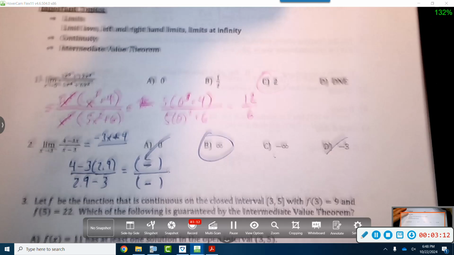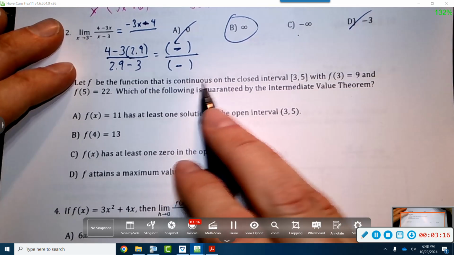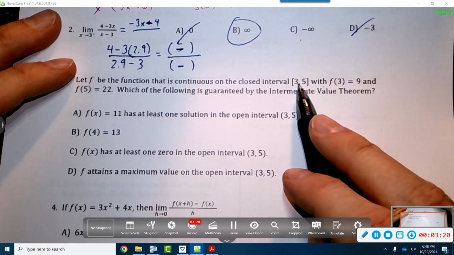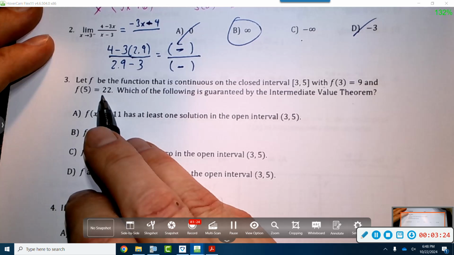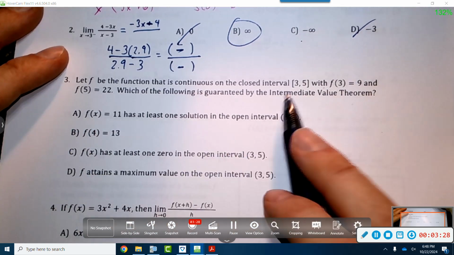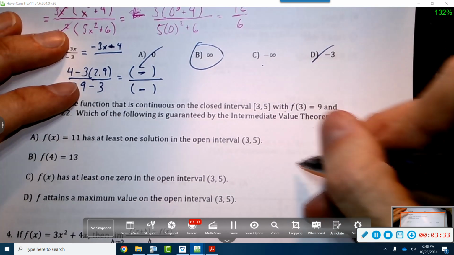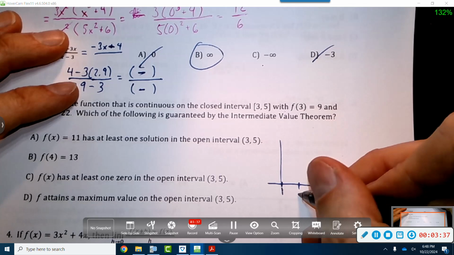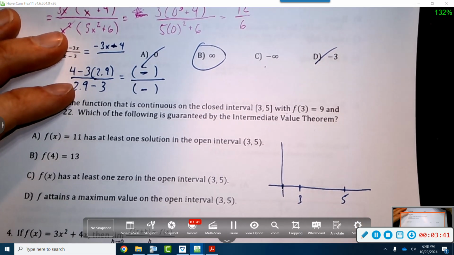All right, now let f be a function that is continuous on the closed interval from 3 to 5. And f of 3 equals 9, and f of 5 equals 22. Which of the following is guaranteed by the intermediate value theorem? Now I'm going to sketch a little bit here from 3 to 5, because I got a lot of numbers thrown at me and I want to know, are they x coordinates or y coordinates?